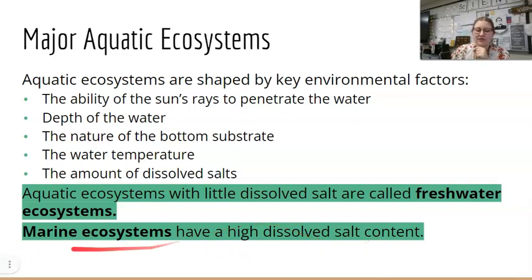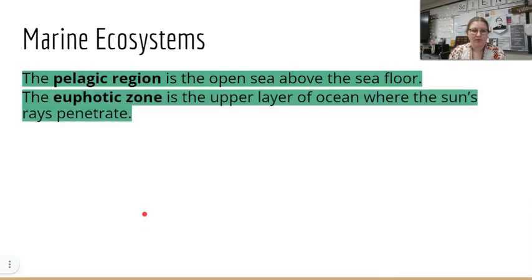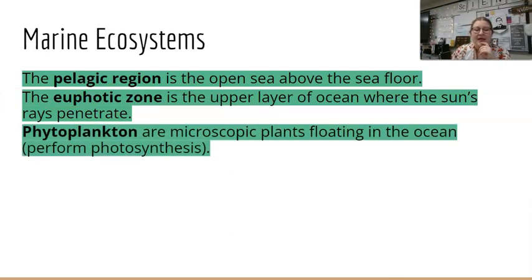So this part is going to focus on those marine ecosystems. Starting with those new regions, you may not have heard these terms before, and that is okay. The pelagic region is the open sea above the sea floor. The euphotic zone is the upper layer of the ocean where the sun's rays penetrate. Photic means light, like a photo, it's made from light. So the euphotic zone is the upper layer where the sun's rays can penetrate.